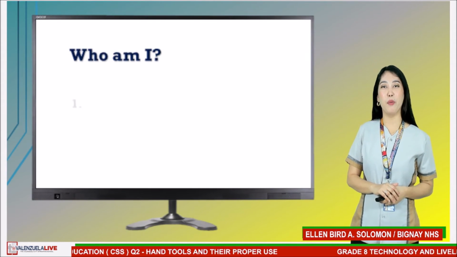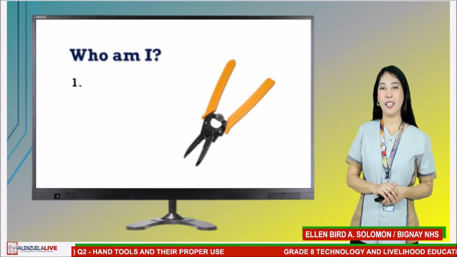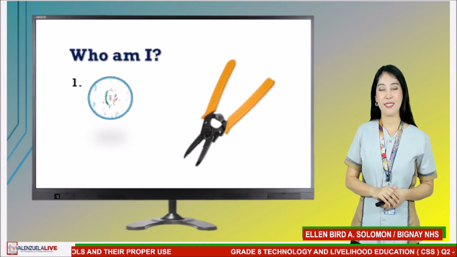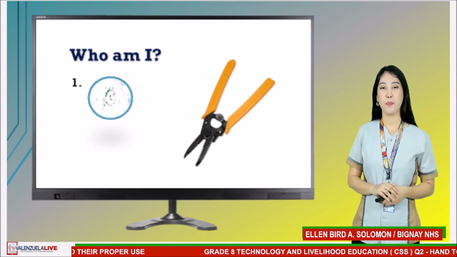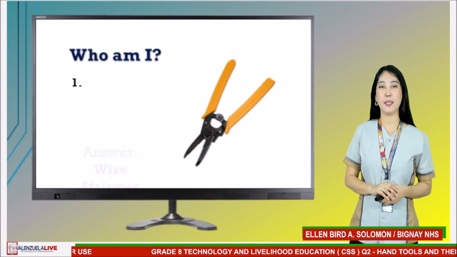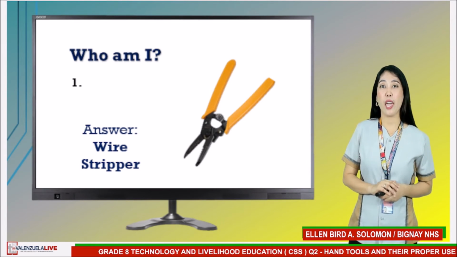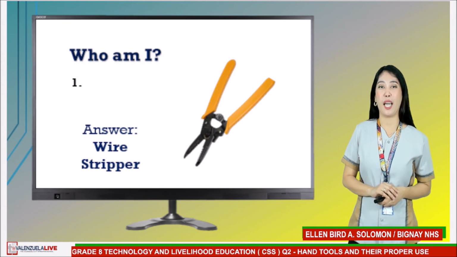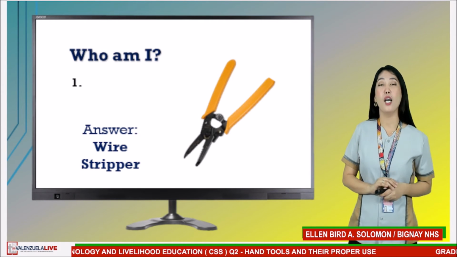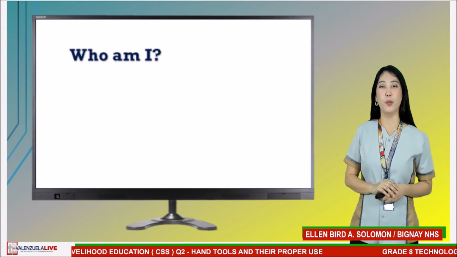So for number 1, your 5 seconds starts now. Okay, so the correct answer is wire stripper. Very good. A wire stripper is a tool designed to remove the protective covering from a cable to expose the inner wire. Let's have number 2.